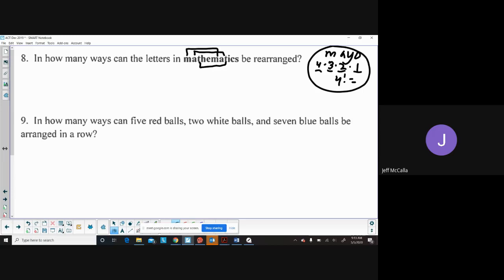This one is kind of like the extra credit of one of the quizzes, St. Mary's, which had some repeat letters. So anytime you have some repeating, here is the reason. If I reordered these letters, let's just pretend I did it this way, M, A, T, H, E, M, A, T, I, C, S. Okay, so I reordered it that way, and now I'm going to reorder it this way.